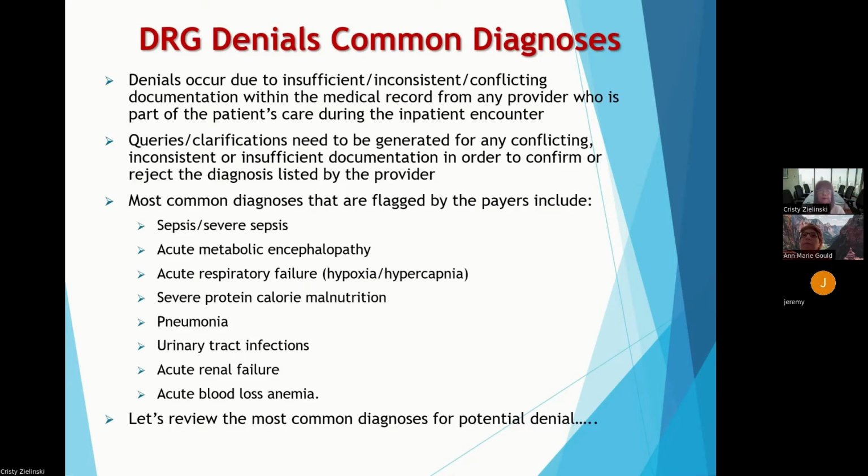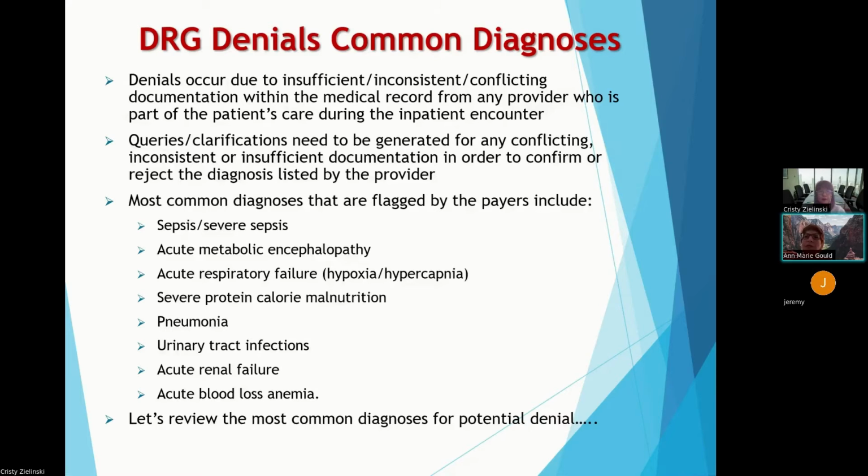Okay. So some of the common diagnoses that we may see with the DRG denials, well, denials occur, first of all, because of what? Insufficient, inconsistent, conflicting documentation within the record from any provider who is part of the patient's care during the inpatient encounter. So queries or clarifications need to be generated for any conflicting, inconsistent, or insufficient documentation in order to confirm or reject the diagnosis listed by the provider.